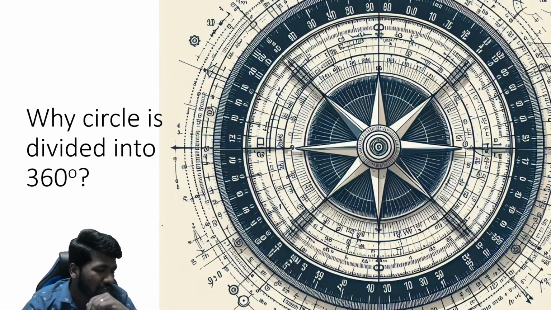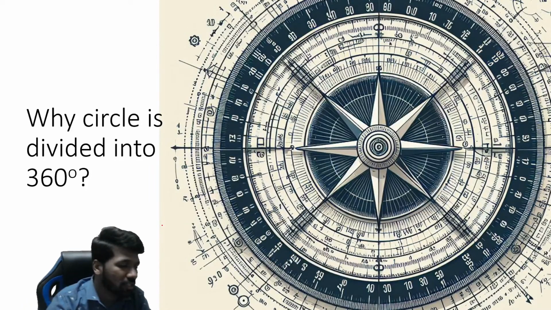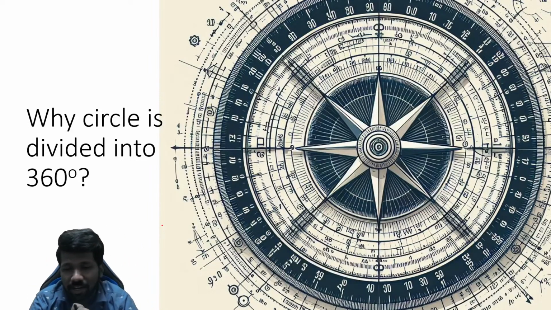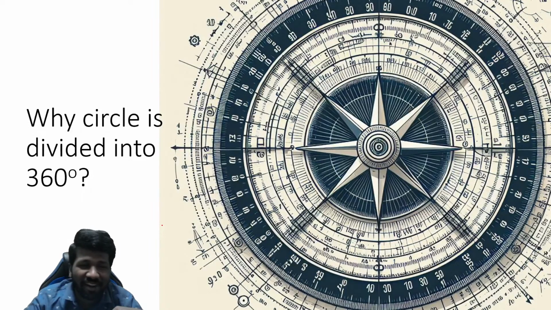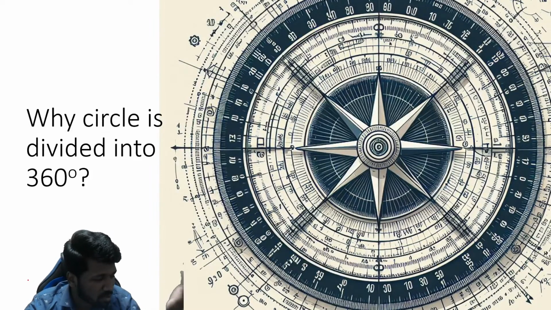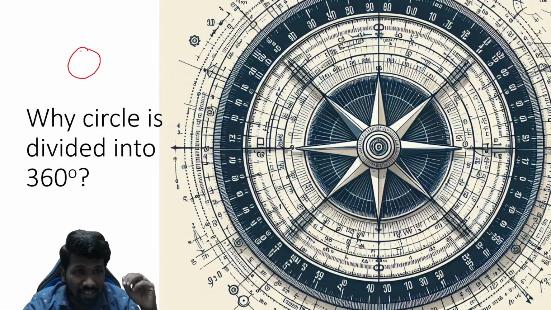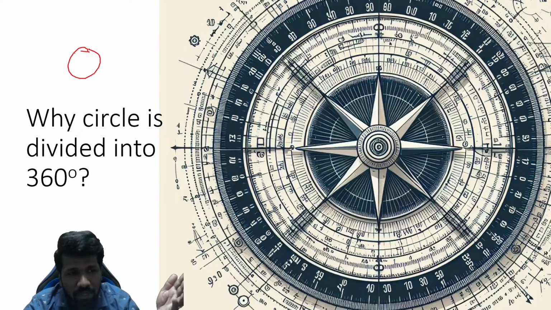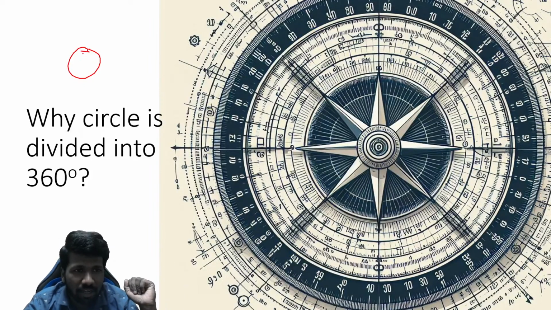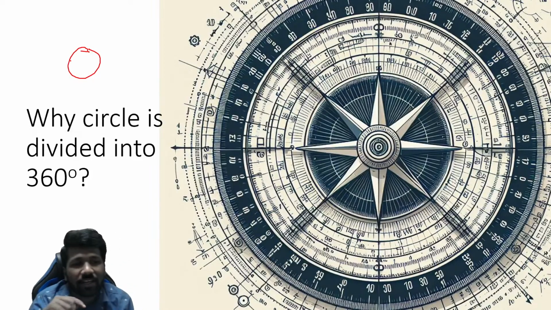Then a very interesting question, from which we will start today's discussion. Why is a circle divided into 360 degrees? Have you ever thought about it? Why can't it be divided into 100 degrees? Because 360 is also just something we assumed. Some people think that 360 is something connected to the circle. No, that is something we assumed. You could have divided the circle into 100 degrees also. What is the problem in dividing it into 100 degrees? That is connected mainly to factors.